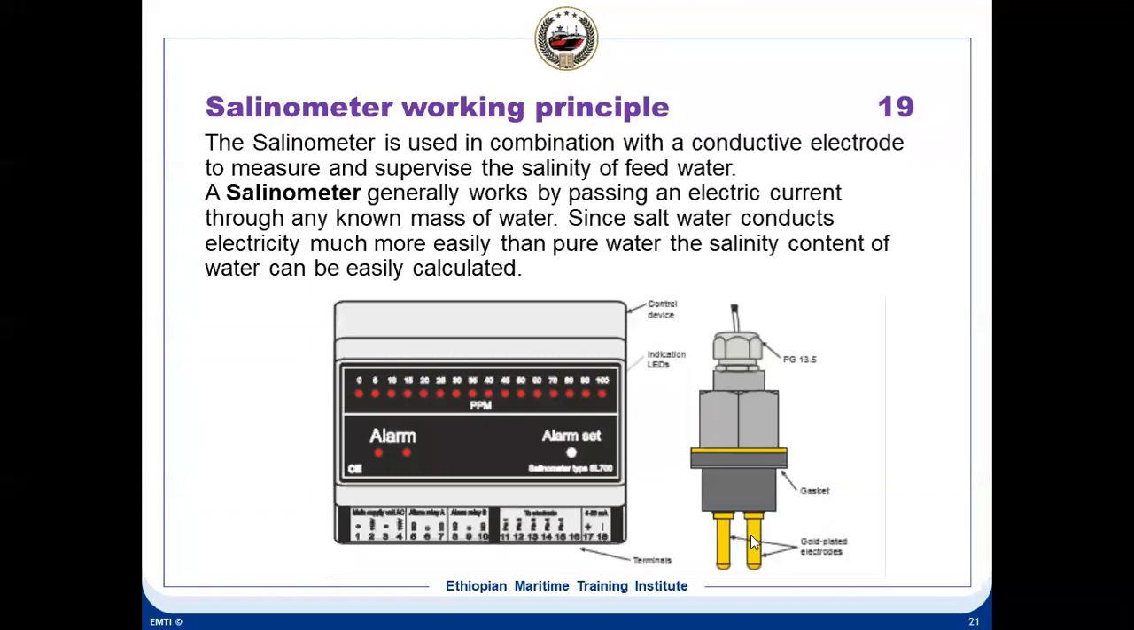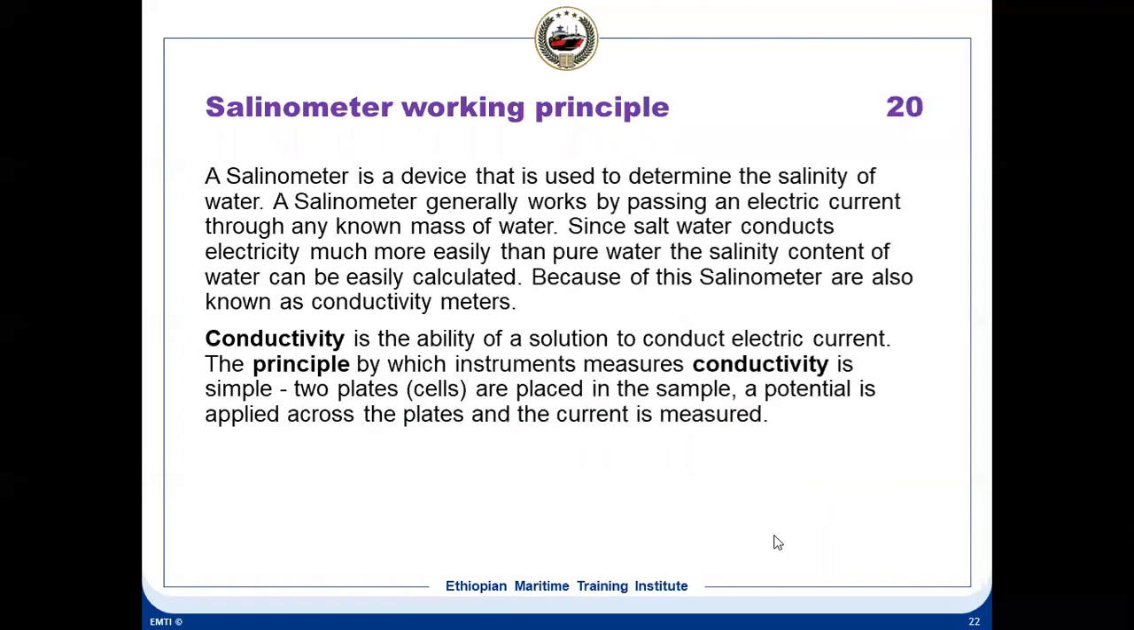Since the salt water conducts the electricity much more easily than pure water, the salinity of the water can be easily calculated. So a salinometer is a device used to determine the salinity of the water. It generally works by passing an electric current through a mass of water. Since salt water conducts electricity much more easily than pure water, the salinity of the water can be easily calculated.